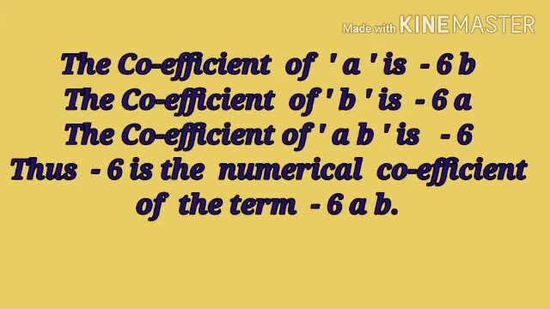The coefficient of a is minus 6b. The coefficient of b is minus 6a. The coefficient of ab is minus 6. Here, minus 6 is the numerical coefficient of the term minus 6ab. Others are said to be coefficients, simply coefficients.